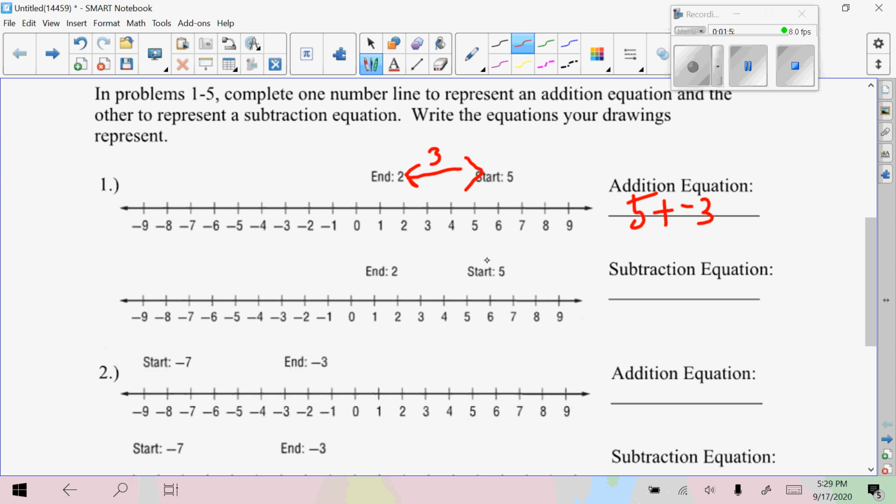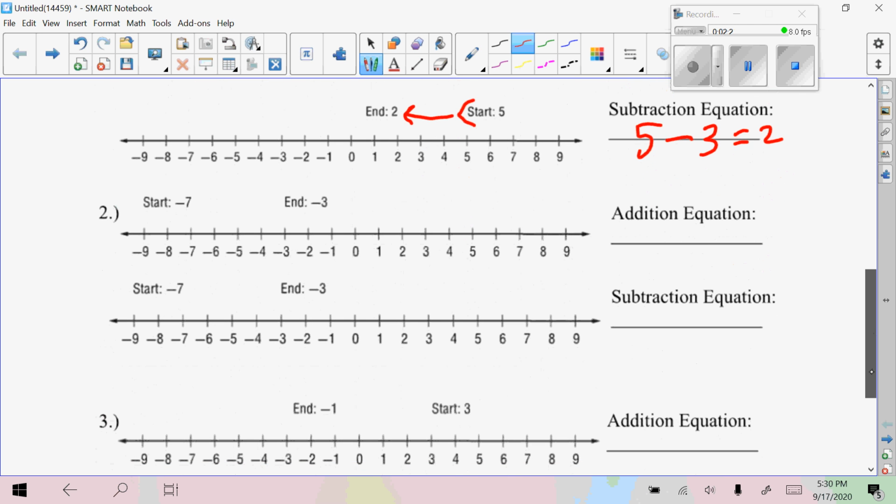Now, if I start backwards, that's subtraction, so 5 minus. But to get from this 5 to this 2, I'm going the same way I'm facing, which means I am subtracting a positive number. So I'm subtracting 3. So both of these equal 2.